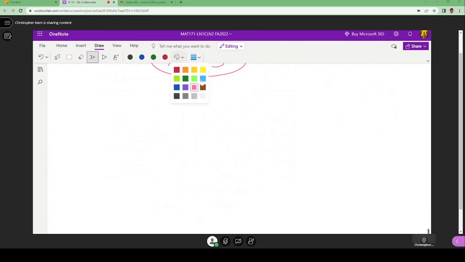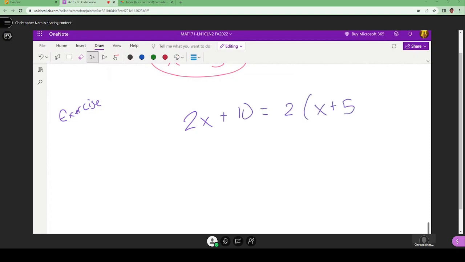Now I encourage you guys to try this little exercise: 2x plus 10 equals 2 times x plus 5. That's one exercise. And the other exercise I encourage you guys to try: 2x plus 10 equals 2x plus 3 halves. Try that out. If you try these out, you're going to get some weird answer. I'll let you know that. So go ahead and try that out. Pause it if you want to. And then get back to me in a few seconds. I'll be back.